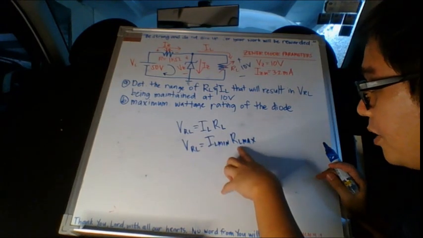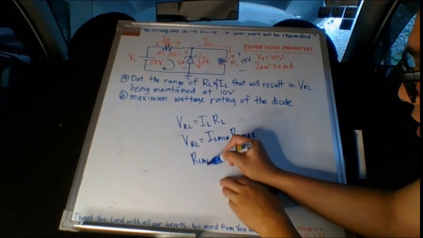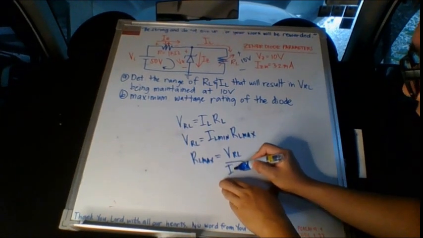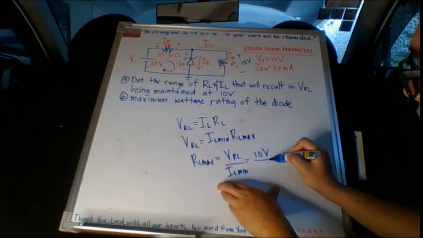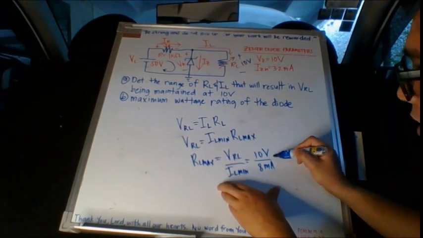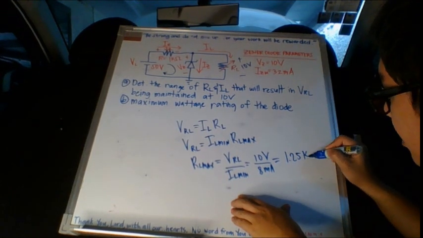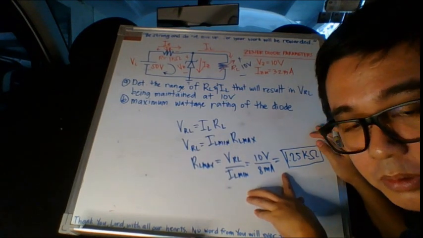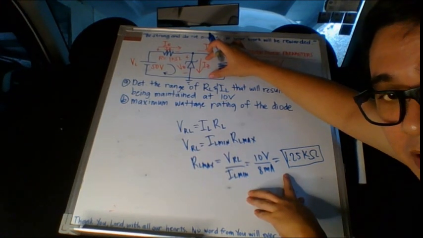Kung minimum yung kuryente, maximum yung resistance, and vice versa. We can now solve for RL max. Rearranging the equation, we have RL max equals VRL over IL min. We have 10 volts divided by 8 milliamperes. This is now equal to 1.25 kilo ohms. Ito yung maximum value ng load resistance para makapag-regulate yung ating Zener diode.